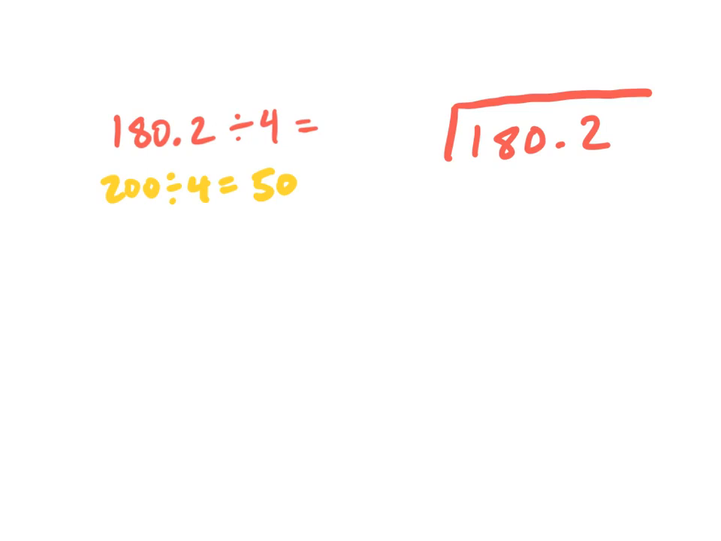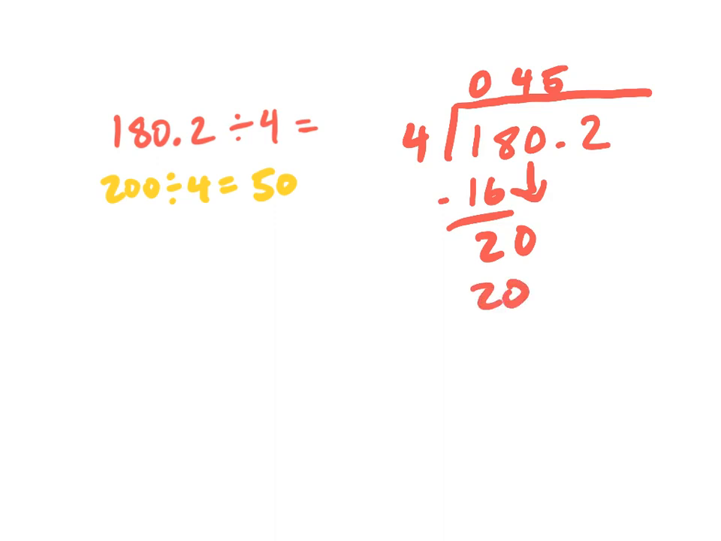So 4 is the divisor. It goes outside of the house. So I asked myself, how many times does 4 go into 1? And that is 0 times. Then I'm going to move on to the 18. 4 goes into 18. Let's see, 4 times 4 is 16. I'm going to subtract. I'm left with 2. And then I'm going to bring down the next digit, which is 0. 4 goes into 20 5 times, exactly. 4 times 5 is 20. I subtract. I'm left with 0.